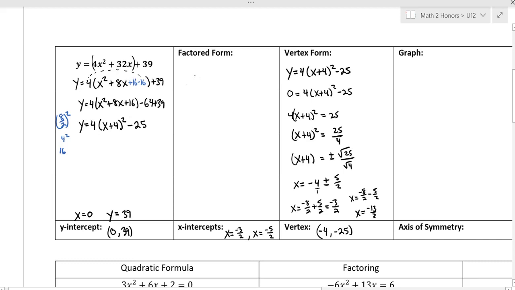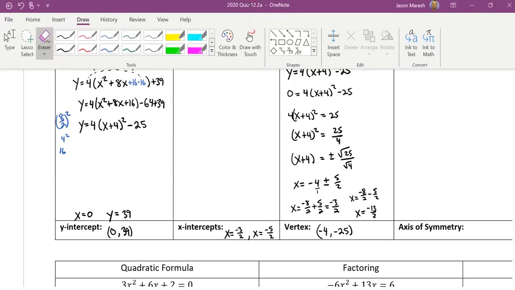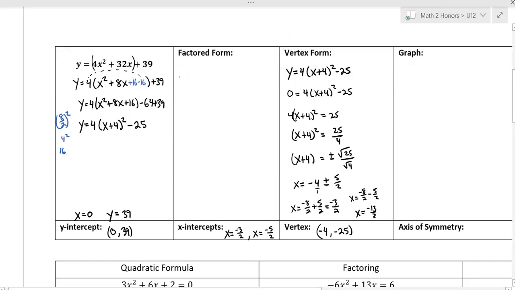Now, I can get factored form through my x-intercepts, and here's how I'm going to do that. So I know x is equal to negative 3 over 2. Actually, let me just do this. So factored form can be written this way: a, which is 4, times x. So I have negative 3 over 2, so it'll be plus 3 over 2. And I have x equals negative 5 over 2, so it'll be x plus 5 over 2. So I'm good with that for factored form.